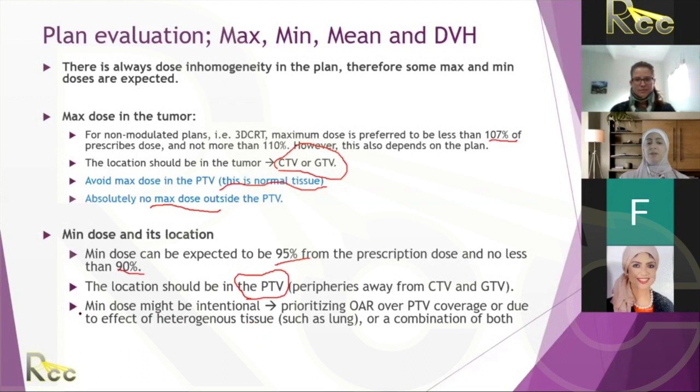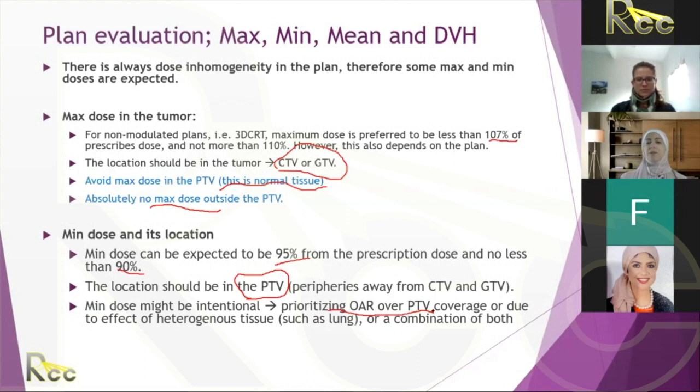Now, sometimes this minimum dose is intentional because you want to prioritize organ at-risk coverage over PTV coverage. So you say, okay, from this side, I'm going to have a little bit lower dose of the PTV, because there is an organ at-risk here. So you're intentionally doing that.